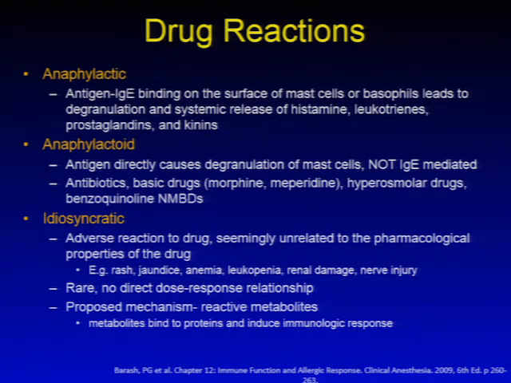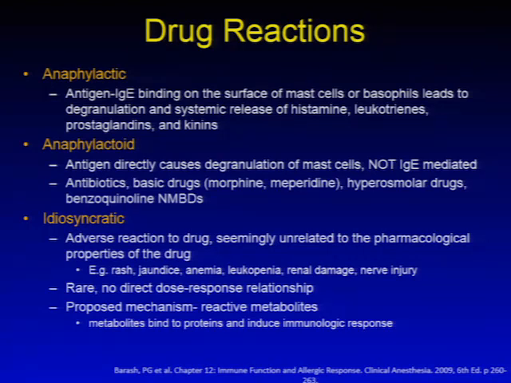Now, an anaphylactoid reaction is clinically very similar, in fact, can be indistinguishable from an anaphylactic reaction. But in this type of reaction, it is the antigen itself that directly causes degranulation of mast cells. There is not IgE involved. Certain drugs, such as antibiotics, basic drugs such as morphine and meperidine, hyperosmolar drugs, and our benzoyl-quinolone neuromuscular blocking drugs can have these types of reactions.